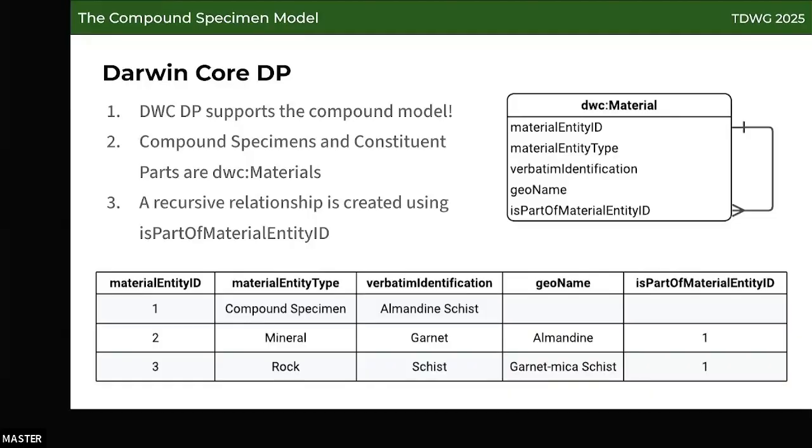Same thing for the bottom one. You have material, rock, schist, classified as a garnet mica schist, and that's connected also to the material entity ID. So it's a self-join. Darwin Core Archive does not support the compound model, but Darwin Core DP does.